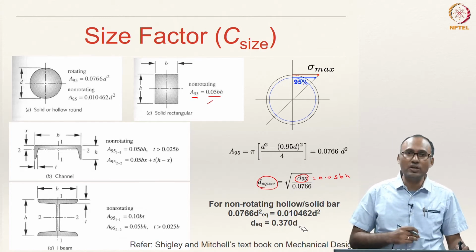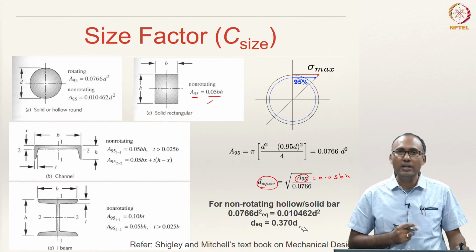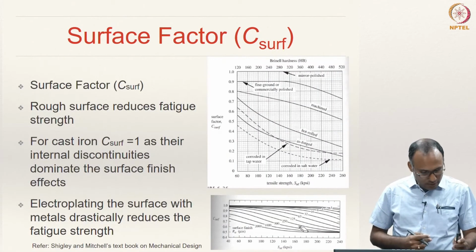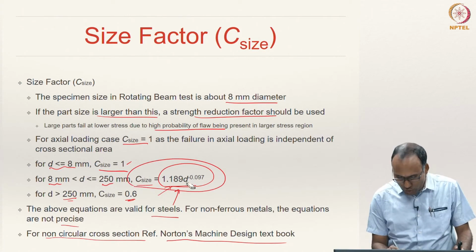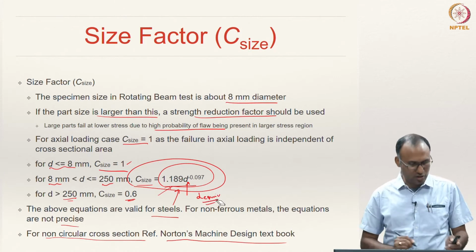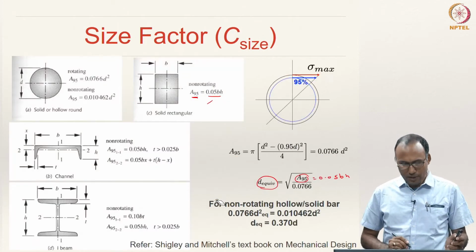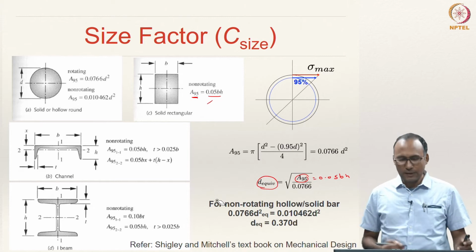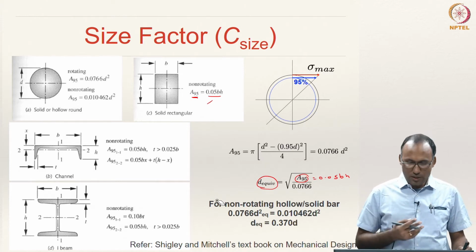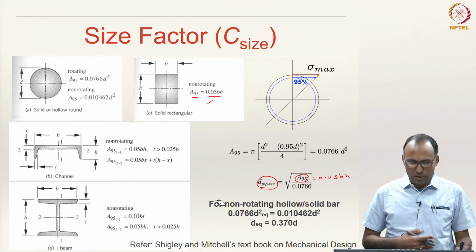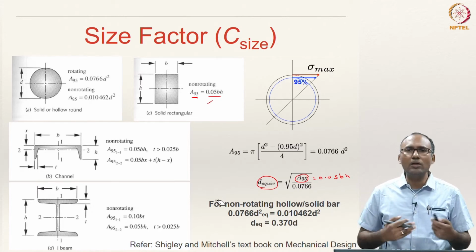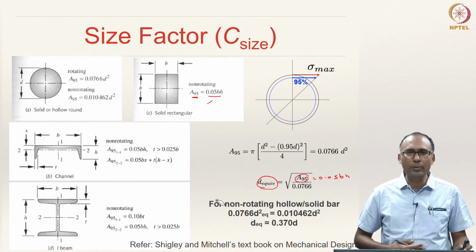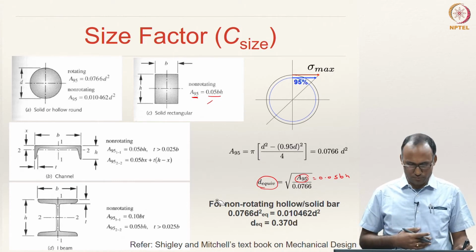If the diameter is less than or equal to 8 mm, your size factor will be 1. If it is greater than 8 mm, then you will use this formula to calculate the size factor, where d is replaced by d equivalent for non-circular cross sections. For different cross sections, the A95 values are usually calculated in the literature, and they will be available in the design data handbooks. Otherwise, if your geometry is simple, you can calculate that too.